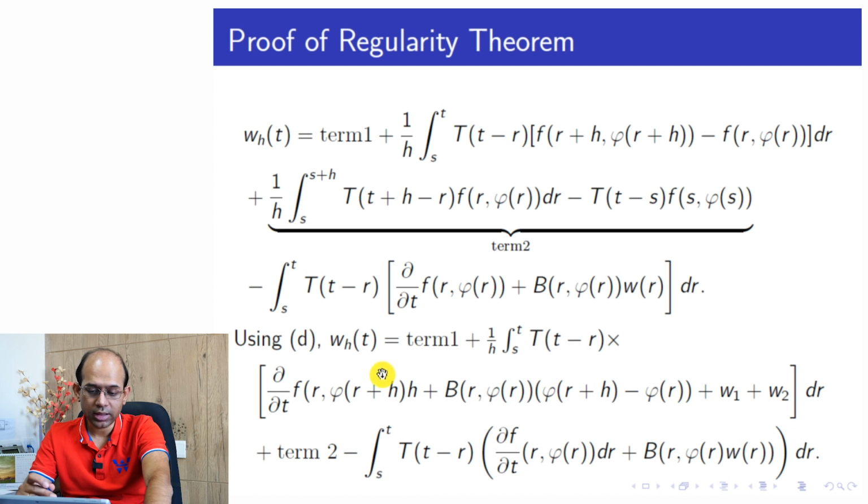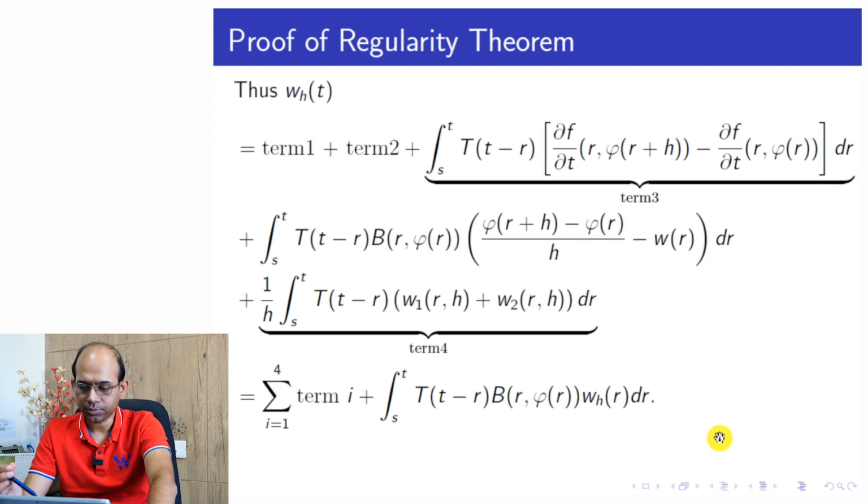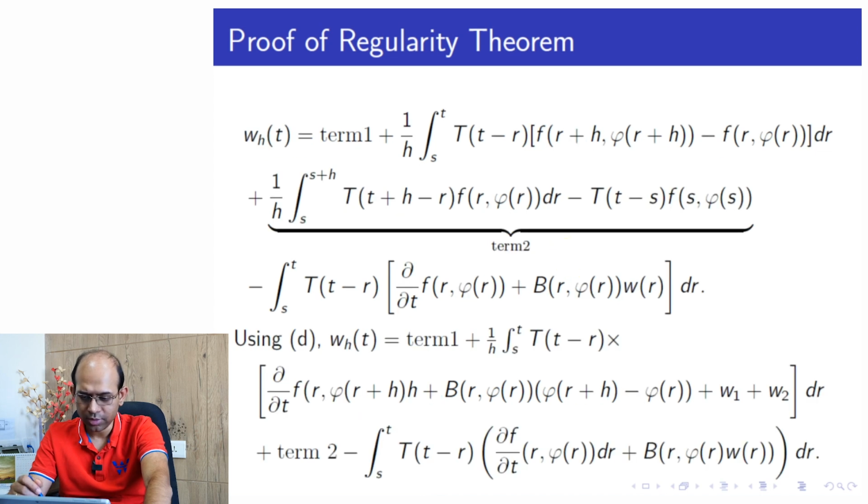Okay, so unlike here, where we had phi r plus h and r phi r, in both the cases we have phi r. So you can take it common. Okay, good. So this term we call term 3, and we take common those terms. So integration s to t capital T of t minus r b r phi r, and then phi t plus h minus phi r plus h minus phi r divided by h. That comes from here, phi r plus h minus phi r, and then 1 over h is there, so divided by h comes from there.